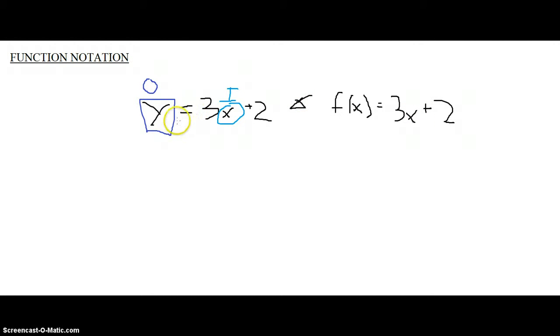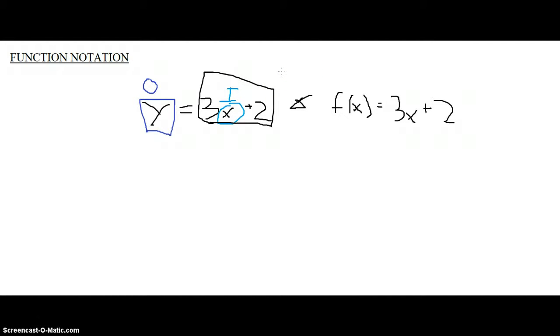So we take the output and we change it to F. And then we take the input X and put it in between the parentheses. So it's F(x) equals, and then you just write the body of the equation, which is this. So it's read F of X equals 3x plus 2.